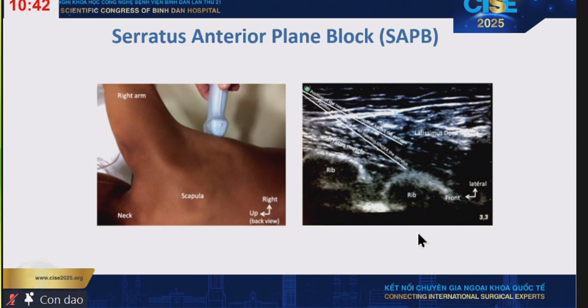Serratus anterior plane block. It's a block performed under ultrasound guidance with the patient in the lateral decubitus position. The probe is placed longitudinally at the level of the 4th and 5th ribs along the mid-axillary line. The local anesthetic is injected beneath the serratus muscle and between the latissimus dorsi and serratus muscles. The 4th and 5th ribs, serratus muscle and the latissimus dorsi, and the injection can be made here and here.